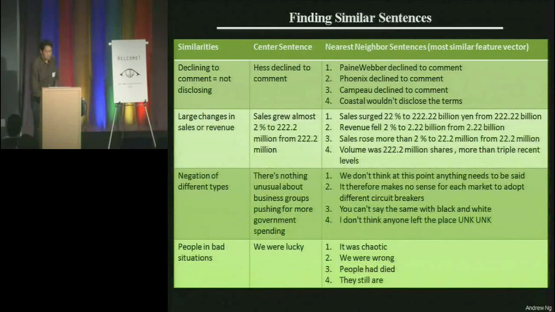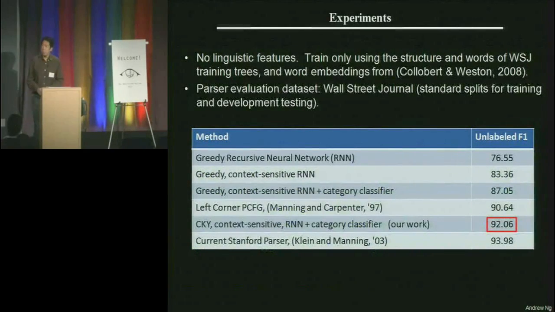So the sentences are similar to has declined to comment, while the fourth most similar sentence is Coastal wouldn't disclose the terms. Right? Has declined to comment has no words in common with the phrase Coastal wouldn't disclose the terms. But we learn a feature representation for these two phrases that says that these two sentences are similar to each other. This is a useful representation for other NLP tasks. Okay. And finally, you can evaluate this sort of algorithm using more traditional NLP metrics like how well it works as a parser.